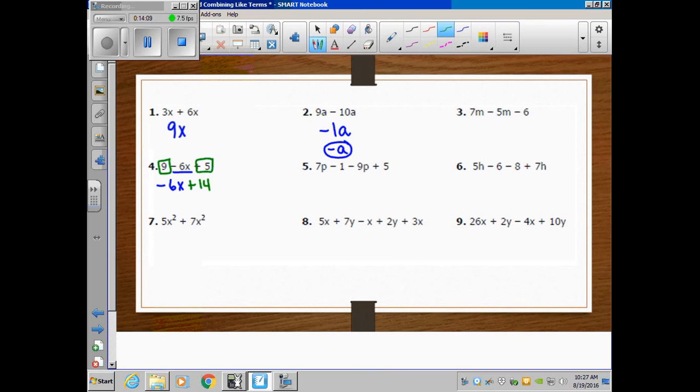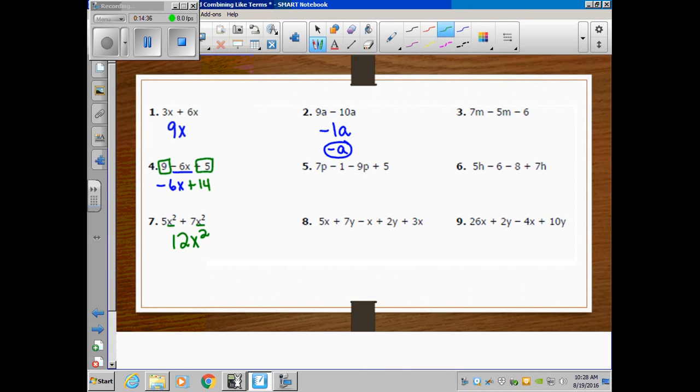All right, let's take a look at number 7. Those are two terms that are like terms. You've got an x squared and an x squared. The exponent has to be exactly the same. The coefficient, the number out in front, can be different. So if you have an x squared term here and an x squared term here, you can simply add those together and get 12x squared.